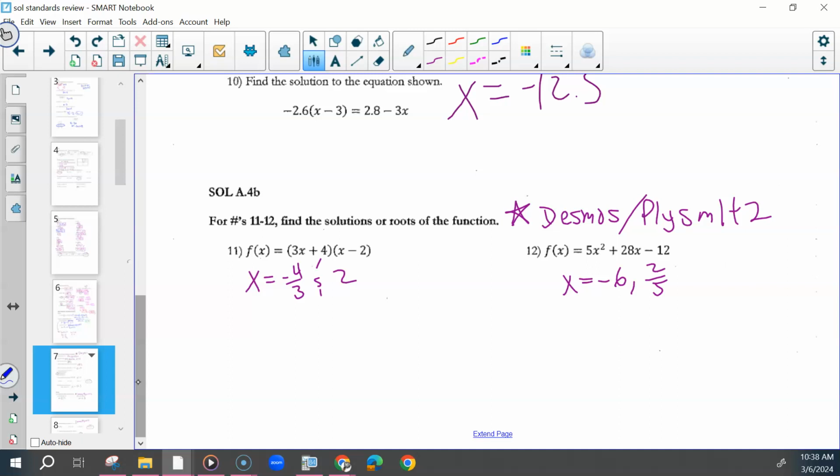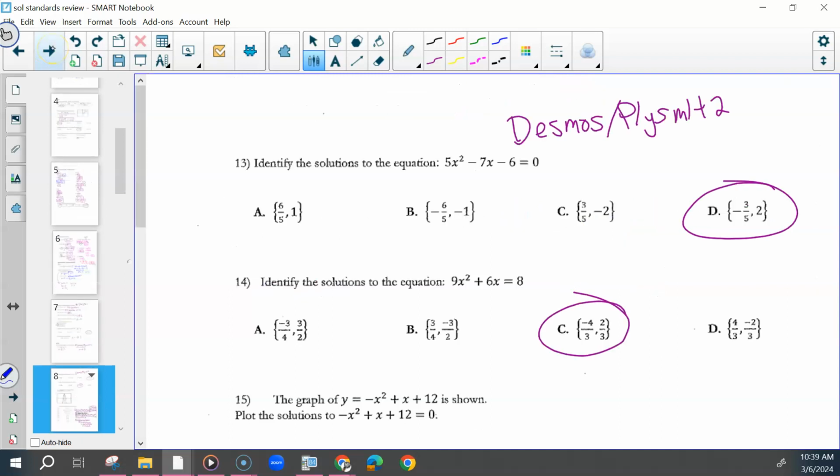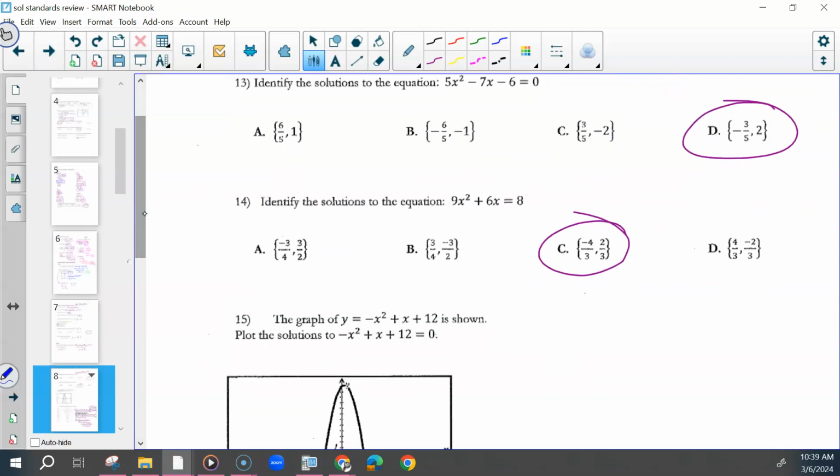So finish that and go on to the next. Is that B or 6? -6. I want to get that. 13 was D. 14 was C.